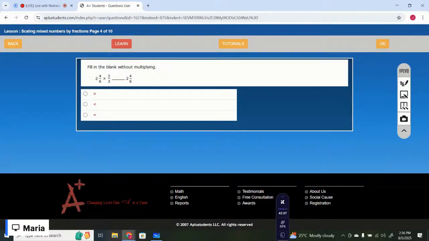2 whole 4 by 6 times 2 by 3 is less than 2 whole 4 by 6. Option number 2 is the correct option.